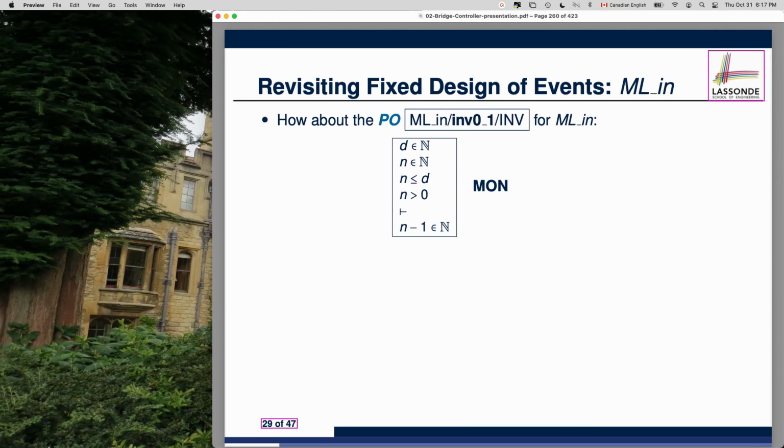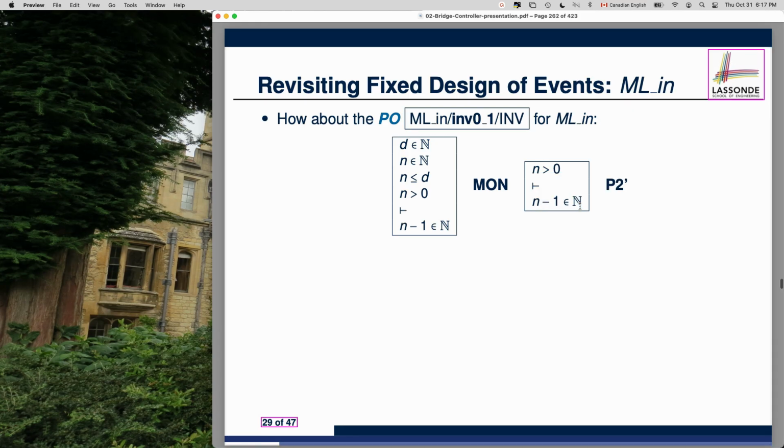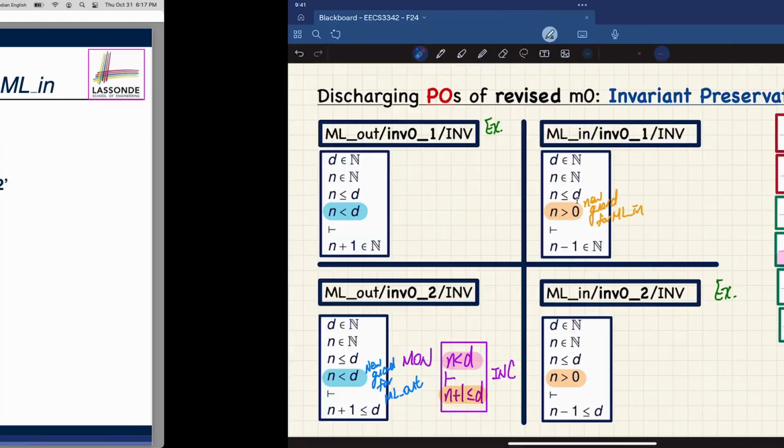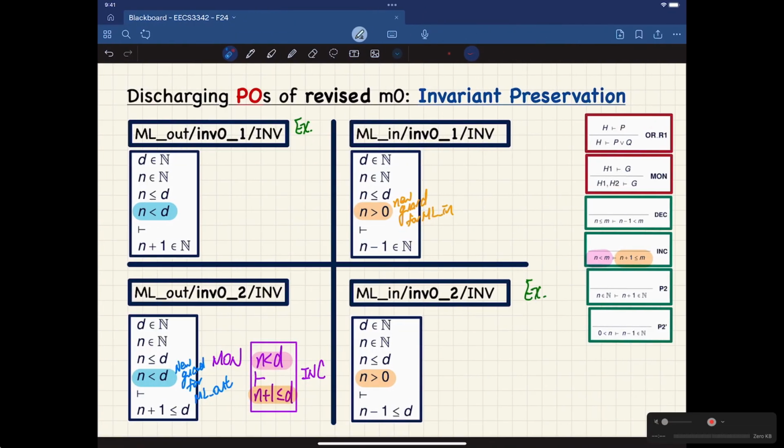Monotonicity, again, what should we keep? Well, apparently, we want to keep this guy here, right? That's a new guard. Otherwise, what's the point? So we're going to keep the guard over here, and then we still got n minus 1. Now, what should we do? Which rule should we apply? It turns out it's just a P2 prime. All right? So that'll be the last one.